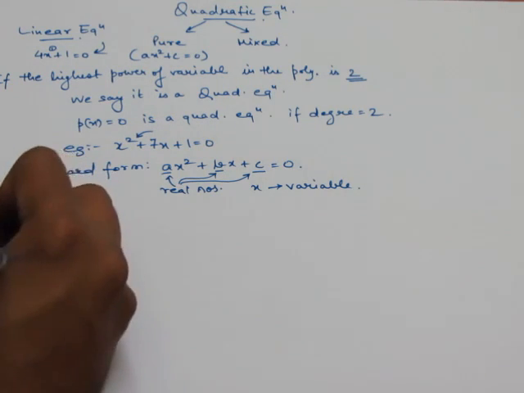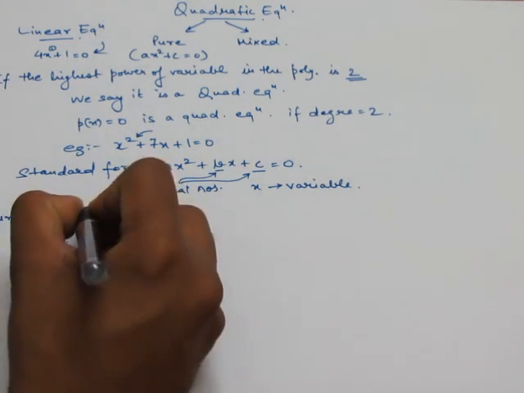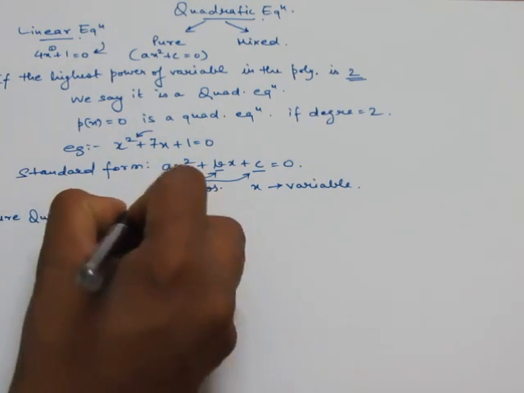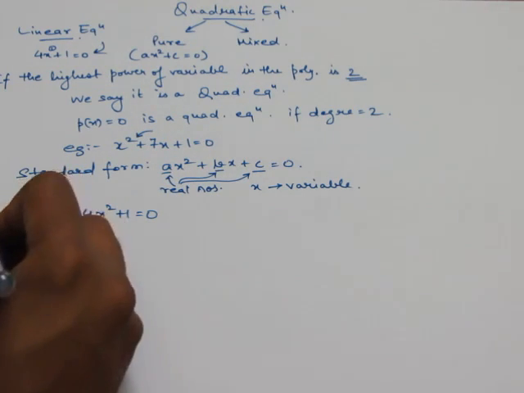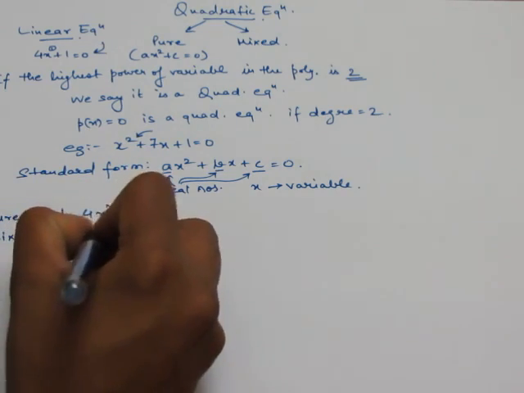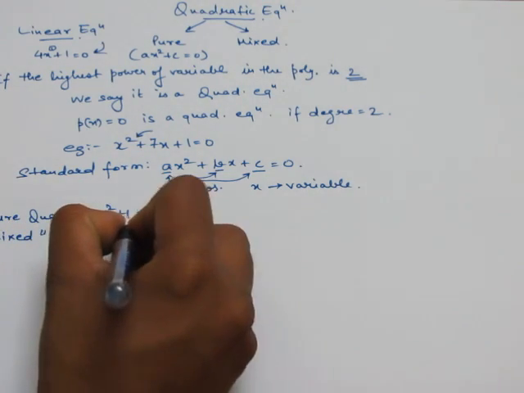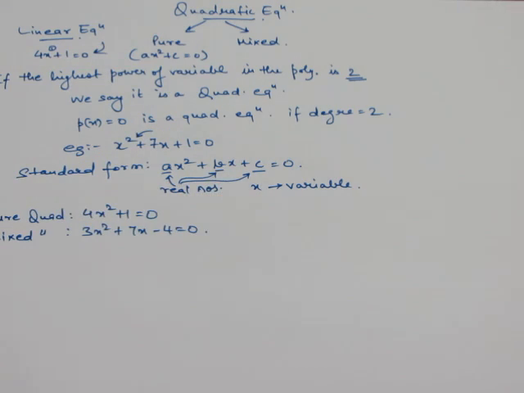So if I write an example of pure quadratic, it is 4x square plus 1 equals to 0. And if I have to write in mixed quadratic, this is 3x square plus 7x minus 4 equals to 0. Is it clear?